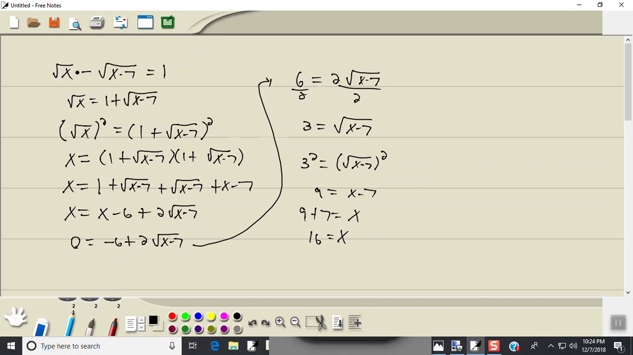Now we have to check this, though. If I put 16 back up here, square root of 16 is 4. Minus, 16 minus 7 is 9. Square root of 9 is 3. And 4 minus 3 does give you 1. So that'd be our answer.